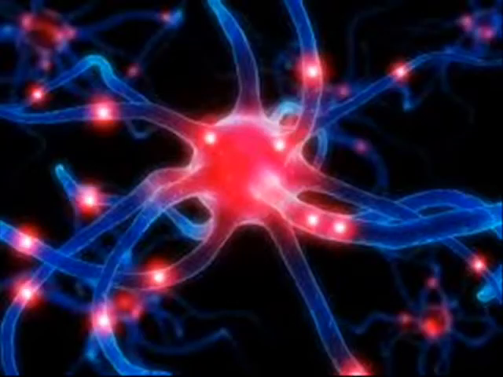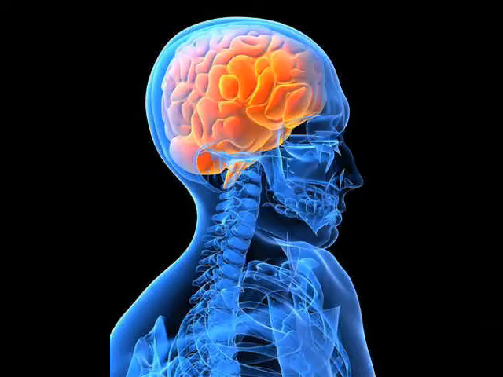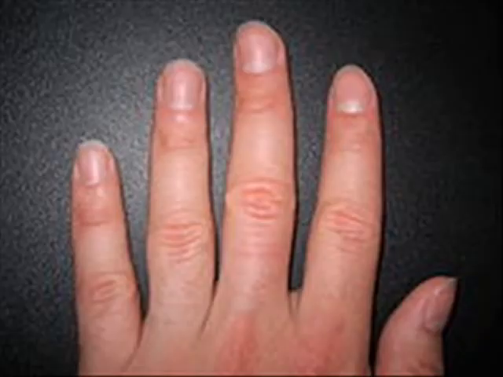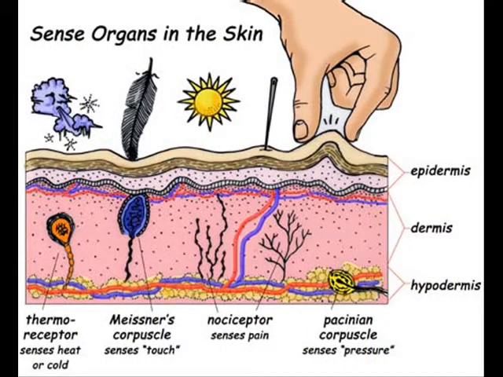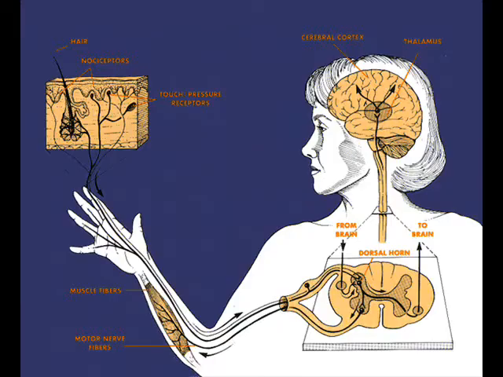Sensory nerves that go into the center of the brain. Touch, pressure, pain, temperature, vibration.